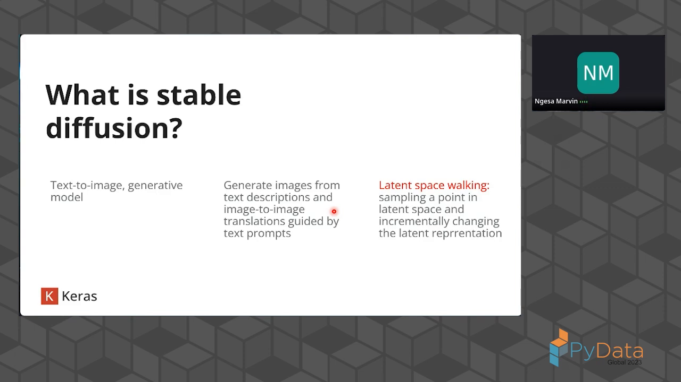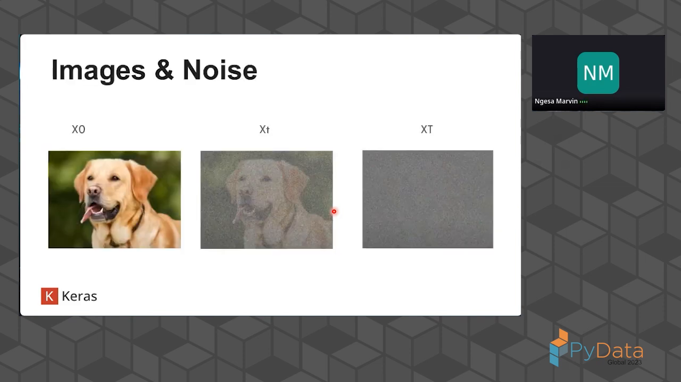And of course, one key concept in Stable Diffusion is something called latent space walking, which basically means you sample a point in a latent space and then incrementally change those latent space representations. So, for example, if you have an image like this one, then you could add noise to it. You can have a clearer image, add noise to it, then add noise to it again.